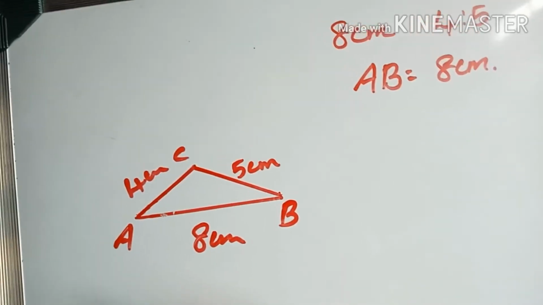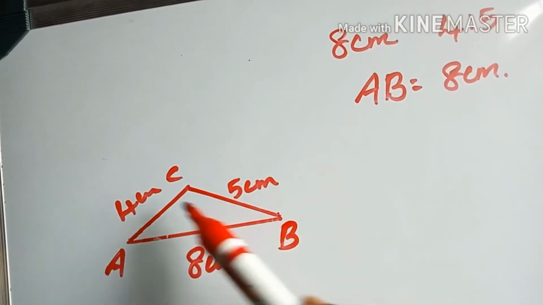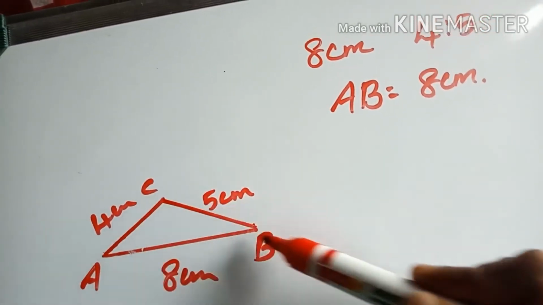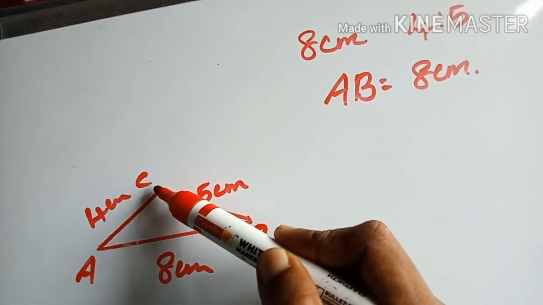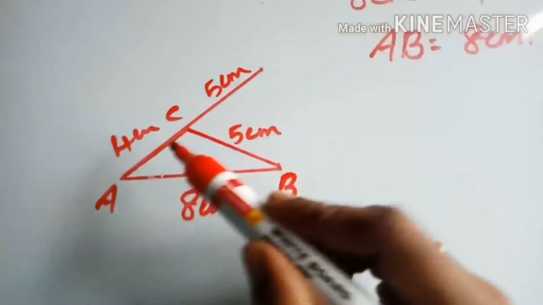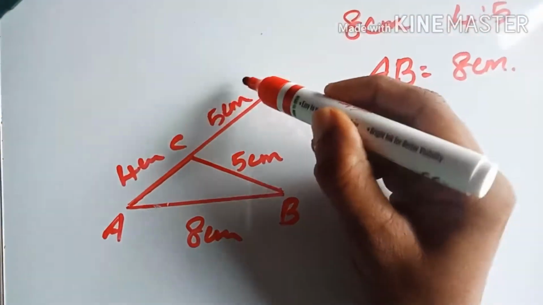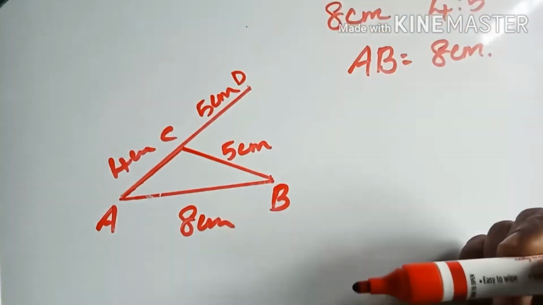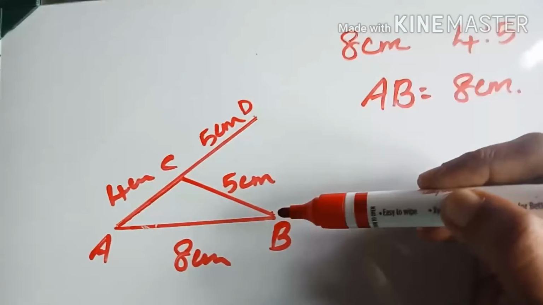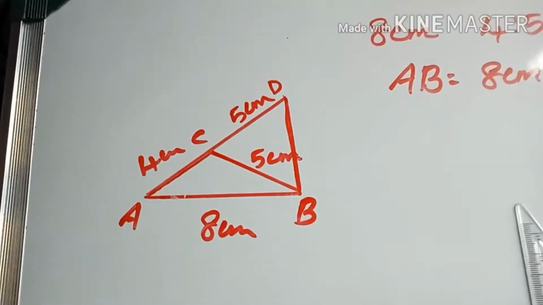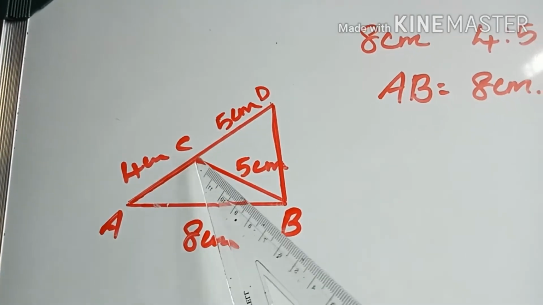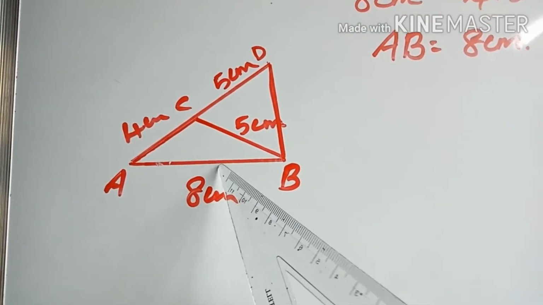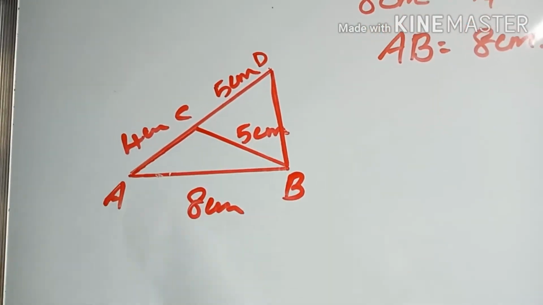After that, as in the previous question, we extend this AC with the same measurement as CB. That means from C we need to extend 5 cm like this. Let's mark this point as D. So CD is 5 cm and CB also 5 cm. Next, join D and B like this. After that, we need a parallel line from the point C to AB, parallel to DB. That point will be the point E. Then only we can say that 8 cm is divided into 4 and 5 cm.